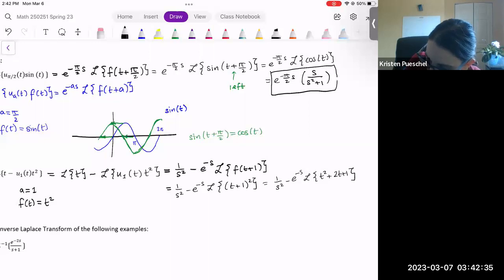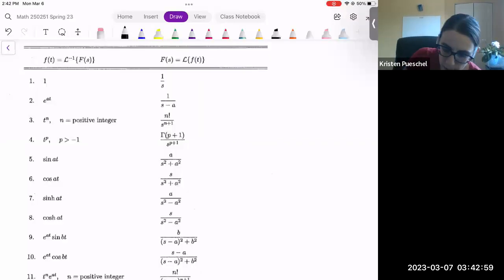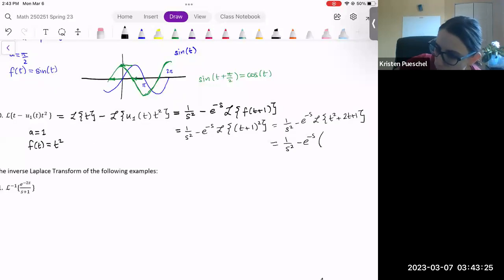Okay. And now each of these pieces, we can take the Laplace transform of, no problem. So t squared, if we take a look at our list here, if we have t squared, then the Laplace transform of this is going to be 2 factorial over s to the 2 plus 1, or 2 factorial over s cubed. Okay, let's go back. Okay, and so we have 2 over s cubed plus 2 over s squared plus 1 over s.